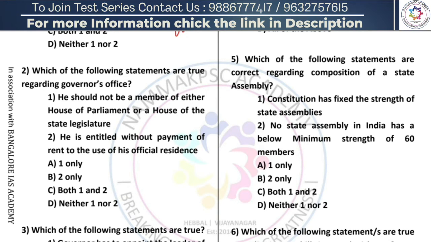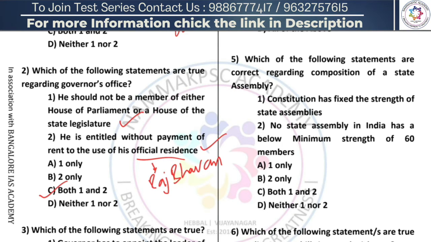If you have a look at this, he should not be a member of either house of the parliament or house of state legislature. This is true. At the time of his appointment, he should not be a member of either house of the parliament or of a state legislature. He is entitled without payment of rent to the use of his official residence. His official residence is Raj Bhavan. Yes, he is entitled to stay there even without payment of rent. So statement 2 is also right. So the right answer is option C, both 1 and 2.